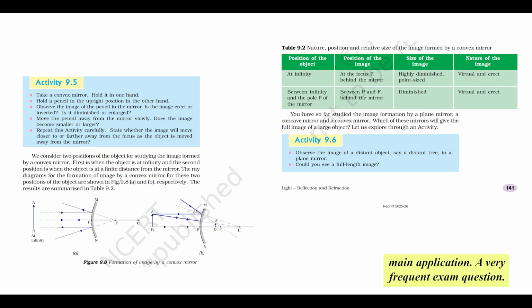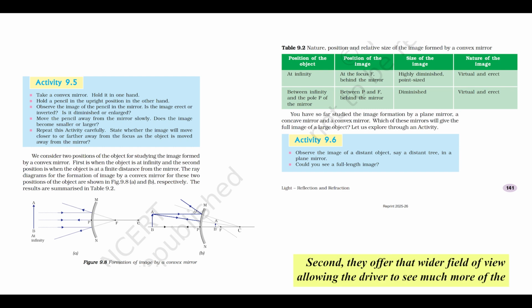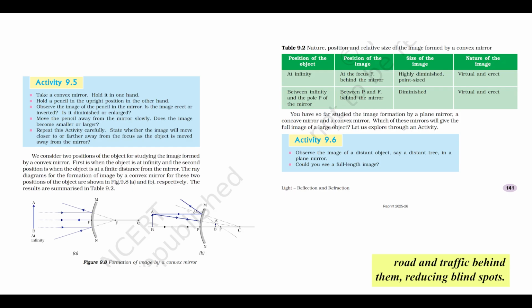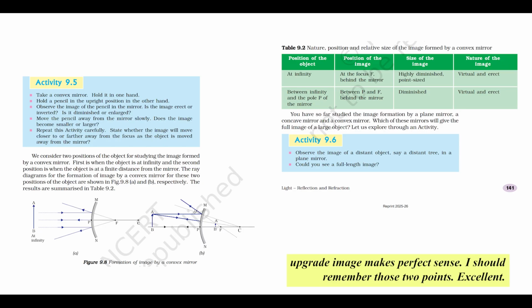And this leads directly to their main application, a very frequent exam question: rear viewing mirrors in vehicles. Why convex? 2 reasons. First, they always give an erect image. Essential for driving safely, you don't want inverted cars behind you. Definitely not. Second, they offer that wider field of view, allowing the driver to see much more of the road and traffic behind them, reducing blind spots. Right. Safety again. Wider view, upright image. Makes perfect sense. I should remember those 2 points.